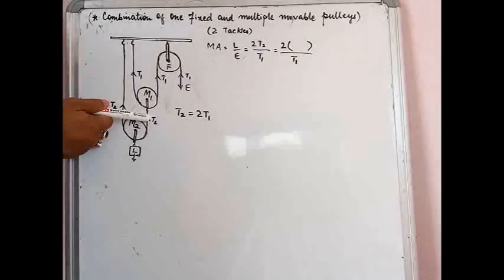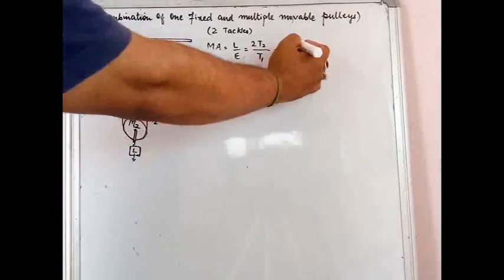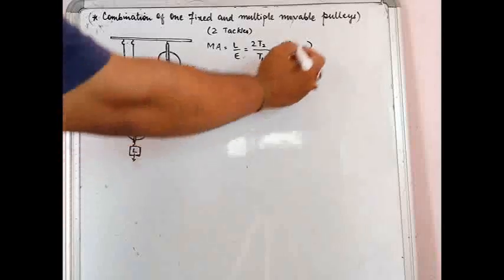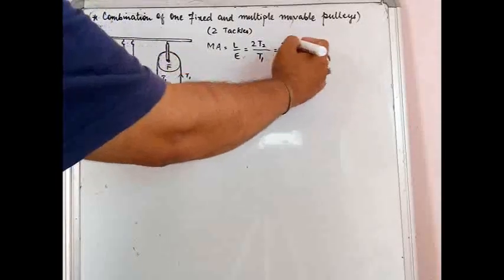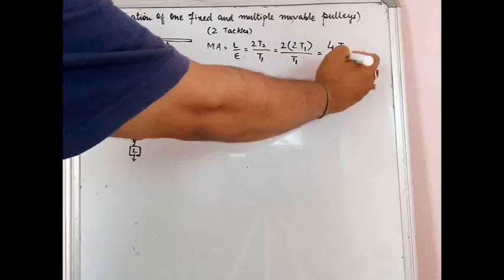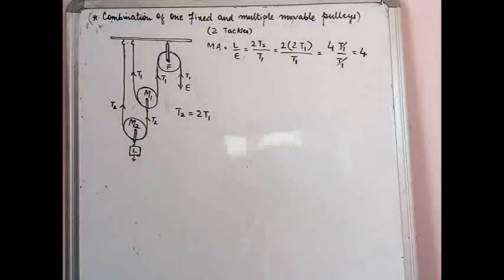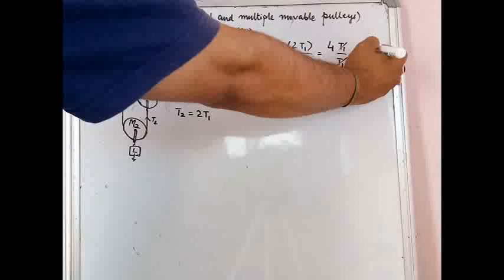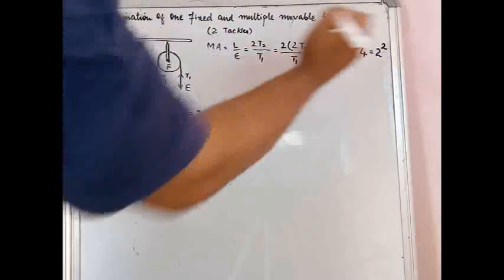Similarly, this T2 is getting supported by these two T1s. Okay, so T2 becomes 2 T1. Now replacing this over here, in place of T2 I can write 2 times T1. So this will become 2 2s are 4 T1 upon T1. Now you can see T1 and T1 will get cancelled. So this comes out to be 4, which can be further expressed as 2 raised to the power 2.